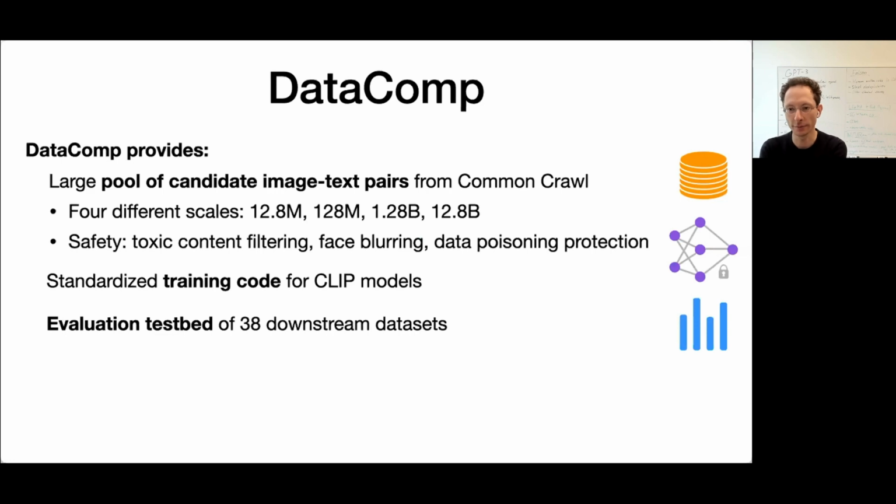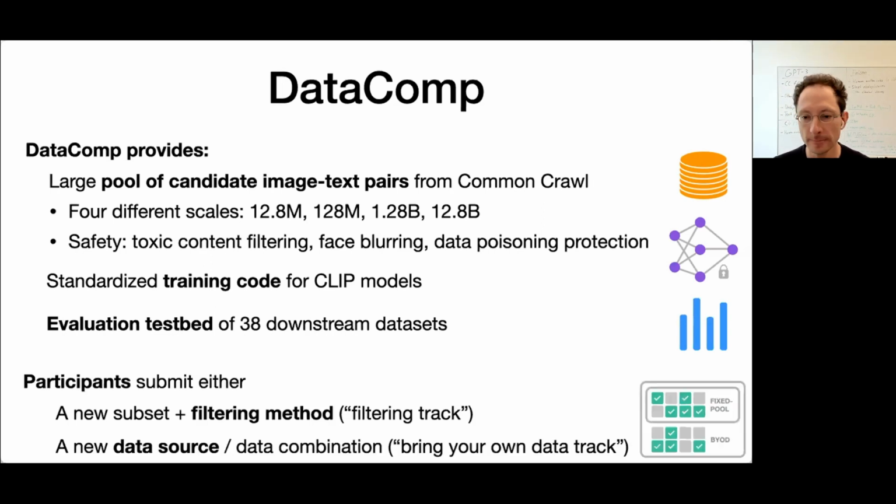What do we provide as part of DataComp? The key artifact that we built is a large pool of candidate image-text pairs, again sourced from Common Crawl. The largest version of our pool is 12.8 billion image-text pairs. And then we go down by a factor of 10 a couple of times. Then we have standardized CLIP training code and a downstream evaluation testbed of 38 tasks. And then what a participant does is basically take our candidate pool and propose a new way to filter this candidate pool into a high quality training set.